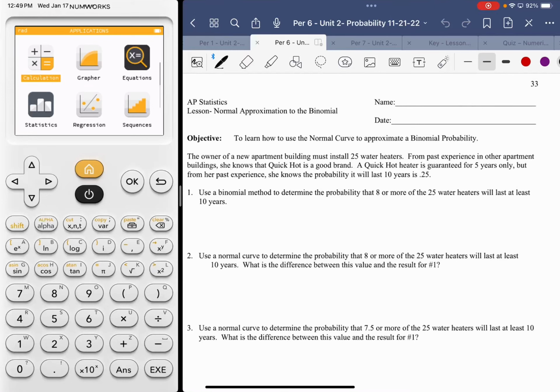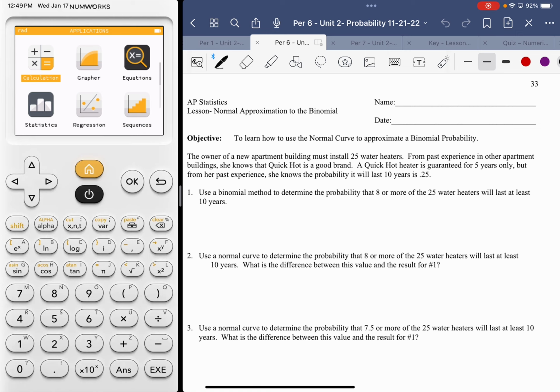All right, so page 33, normal approximation to the binomial. We'll get right into an example here, but the idea is that we are using our knowledge of normal distributions to evaluate binomial probability situations.